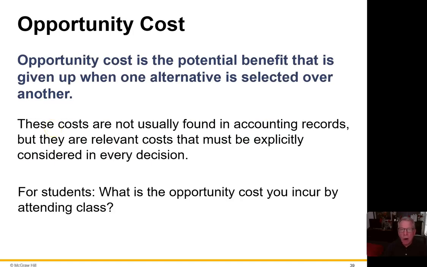An opportunity cost is the potential benefit that is given up when one alternative is selected over another. Those costs are not usually found in the accounting records, but they are relevant costs that must be explicitly considered in every decision. So, what is the opportunity cost you incur by attending class? Well, I think the answer to that would be that you would have charge for getting to class, your gasoline charge, that kind of thing. Okay.